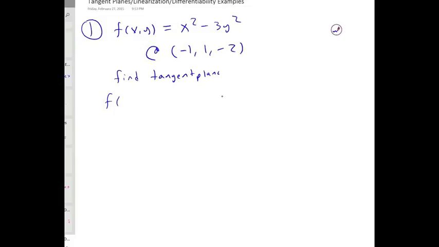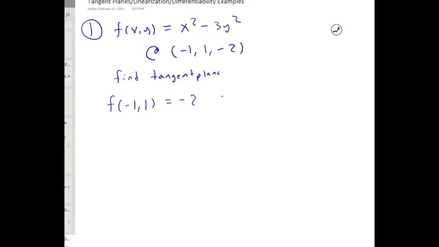I realize this example doesn't make any sense because... Okay, it does make sense. So this is the function value at that point. They give us f of -1, 1 equals -2, and we can just check that. We got -1 squared, which is 1, minus 3 times the 1 squared, which is -3, so it's just -2. So that checks out.